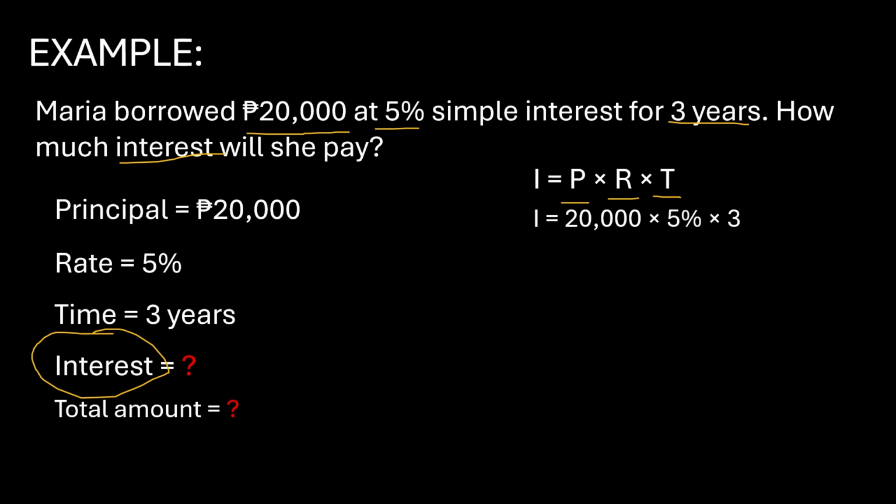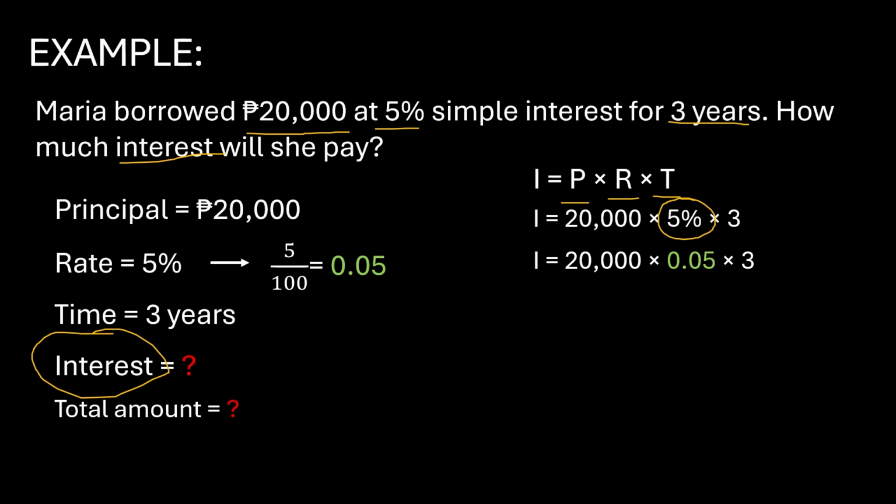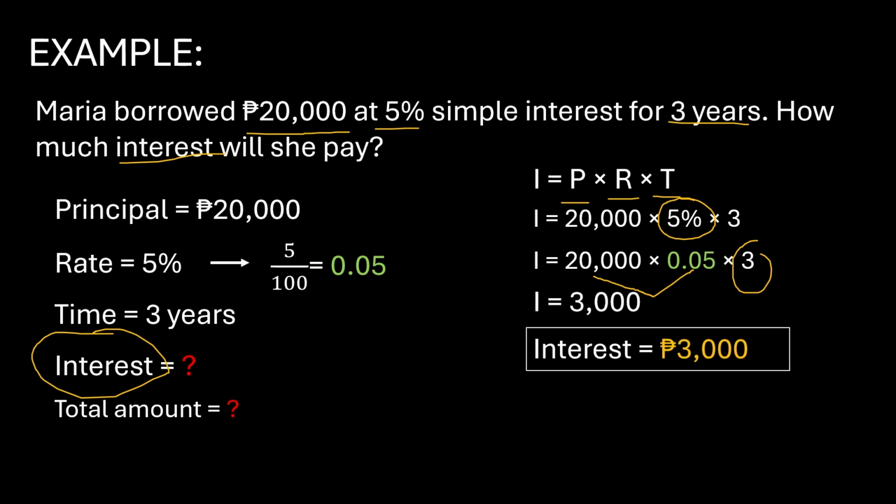Now substitute the values. I equals 20,000 times 5% times 3. Can we multiply immediately? Not yet. Remember, the percentage should first be converted into a decimal. So 5% becomes 0.05. Now let's continue. I equals 20,000 times 0.05 times 3. Let's multiply step by step. First, 20,000 multiplied by 0.05 equals 1,000. Now multiply that result by 3. 1,000 times 3 equals 3,000 pesos. Therefore, Maria will pay 3,000 pesos as simple interest.